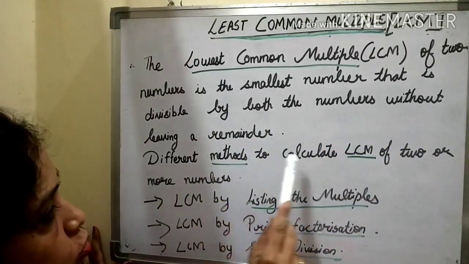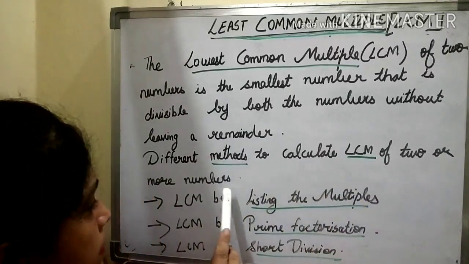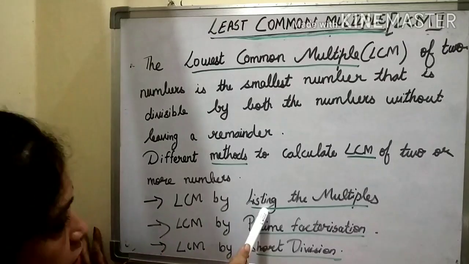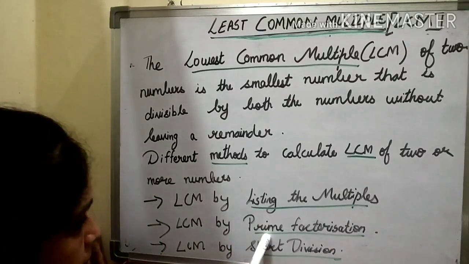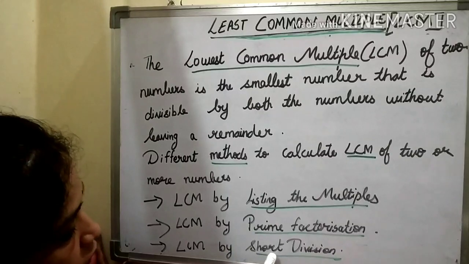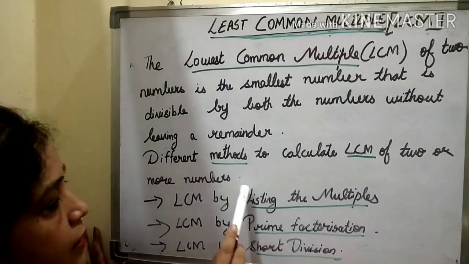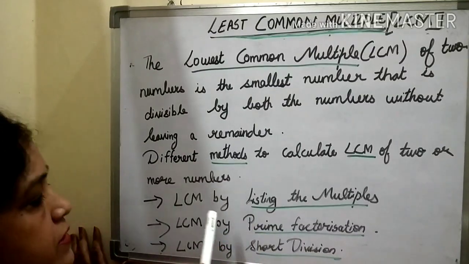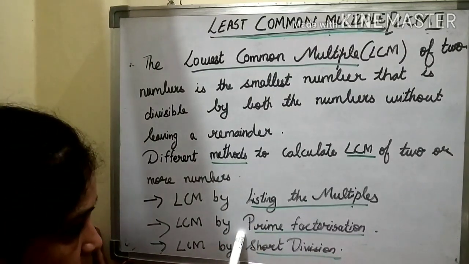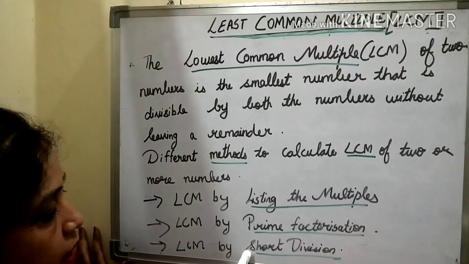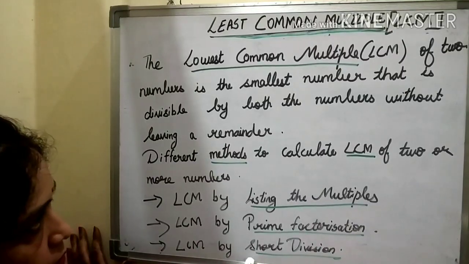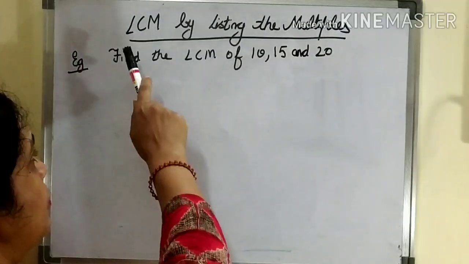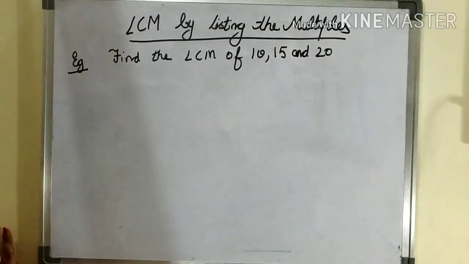Now, the different methods to calculate the LCM of two or more numbers. There are three methods of finding the LCM: LCM by listing the multiples, LCM by prime factorization and LCM by short division method. One by one I will explain how to find the LCM by each method. First we will discuss how to find LCM by listing the multiples.